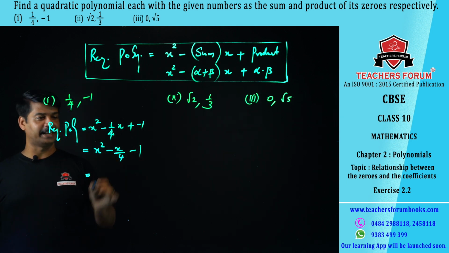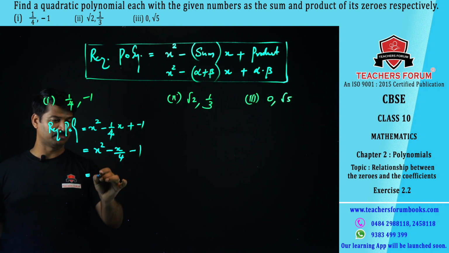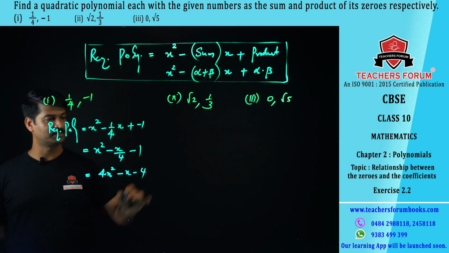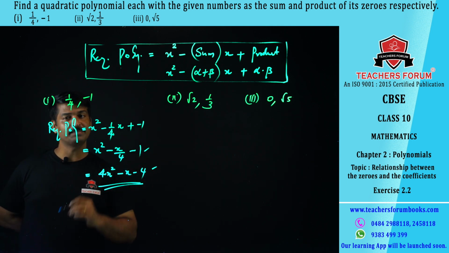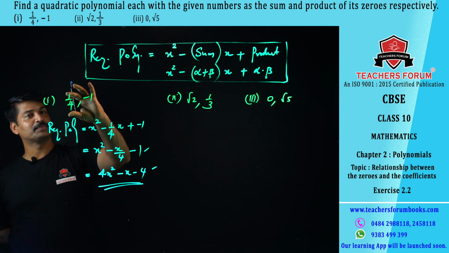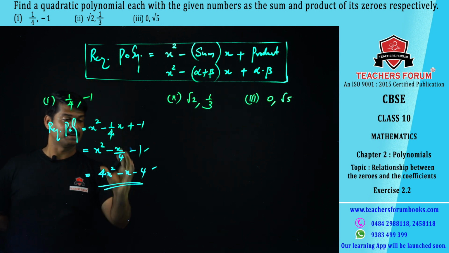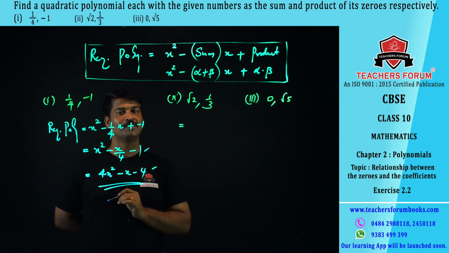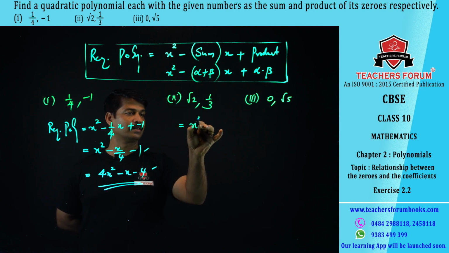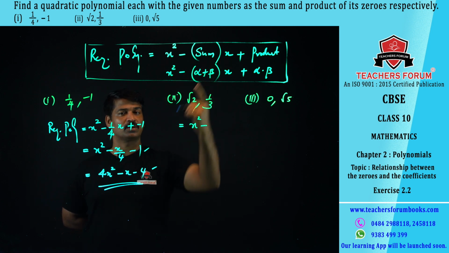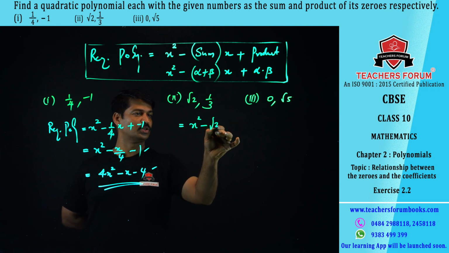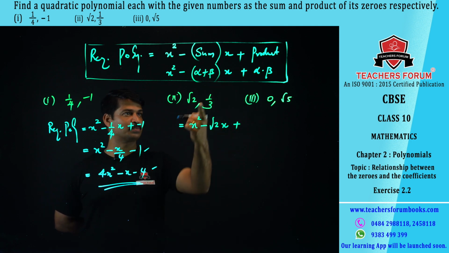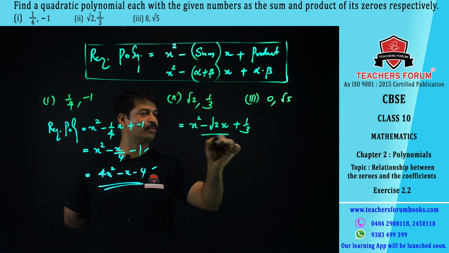Or this also can be written as, you can take LCM. Then you will be getting 4x square minus x minus 4. This both are right. Okay. This is the required polynomial whose sum of zeros will be 1 by 4 and product of zeros will be minus 1. So similarly, here the required polynomial will be equal to x square minus sum of zeros into x. What is sum? Sum is root 2. So root 2 x plus product of zeros. What is product? 1 by 3.